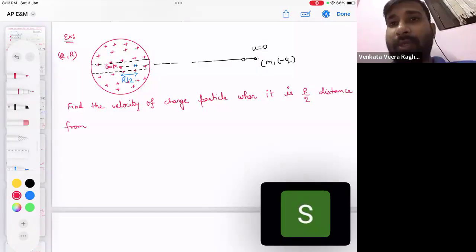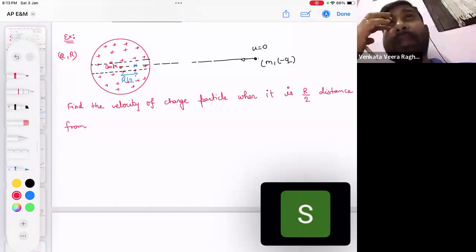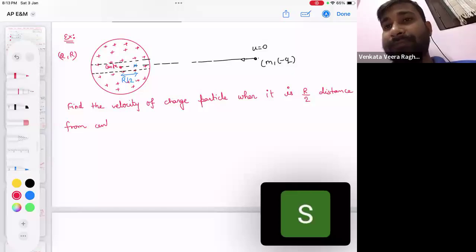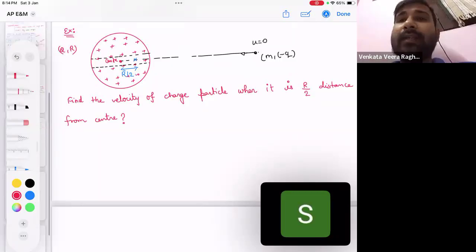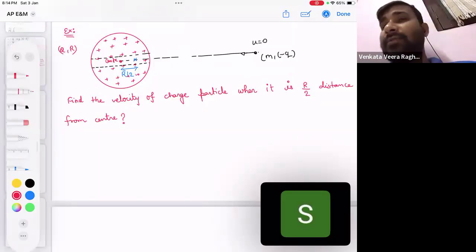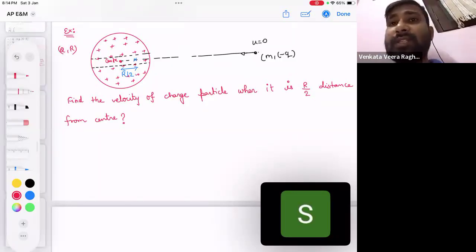And do we know what is the potential inside a non-conducting sphere? kQ by 2R cube into 3R square minus small r square. That's what we got in yesterday's class, isn't it? r by 2 distance from the center. Okay, so again the concept is the same, application of energy conservation, but a little bit different formula we have to use because the situation is changed in this question.